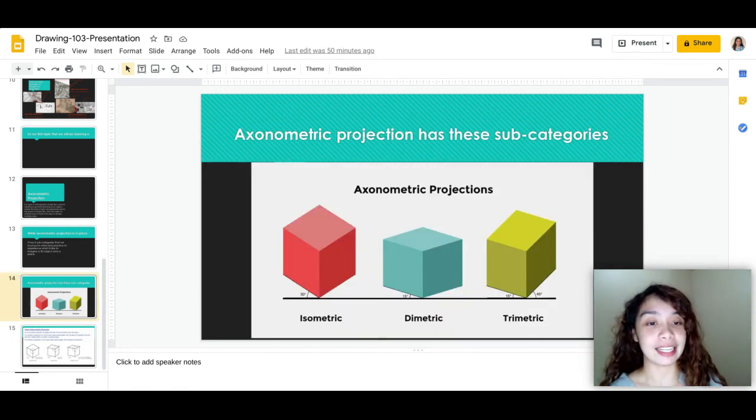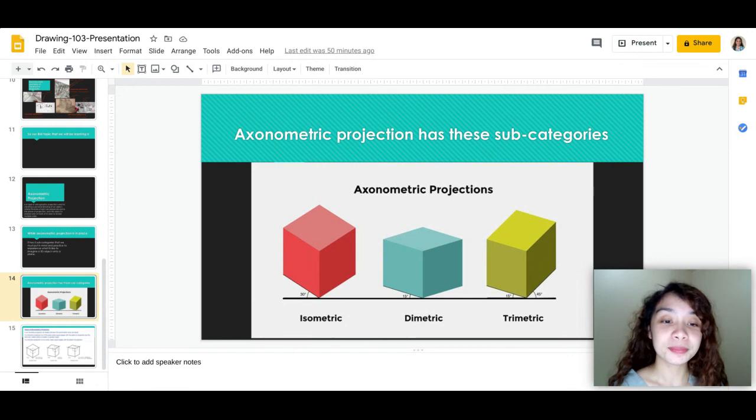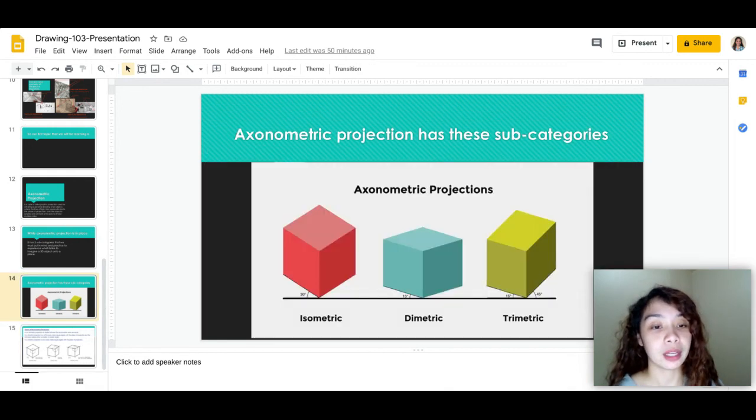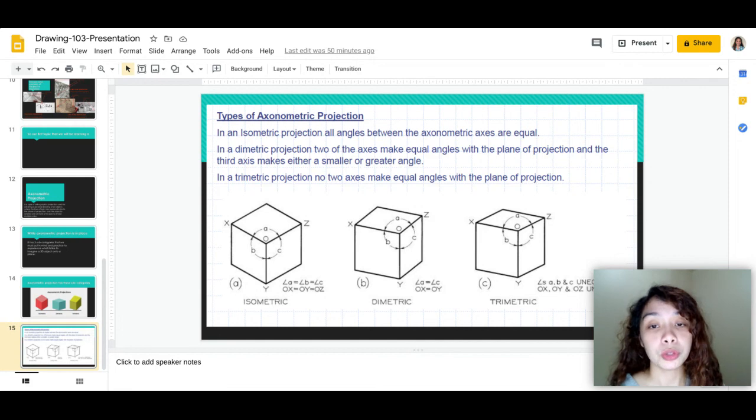Balikan natin uli yung example kanina. Nakita nyo ba? Sa trimetric, there are no two angles make equal angles. Yung dito po natin, ang example kung nanilagay dito is a 15 degrees and a 45 degrees. O kaya 30 degrees by 45 degrees. Basta, it makes two axes no equal. Okay, sorry. No two axes make equal angles.